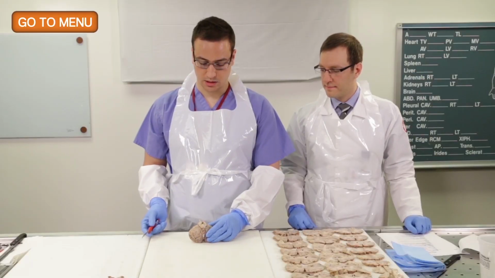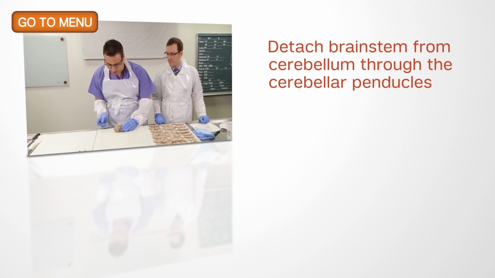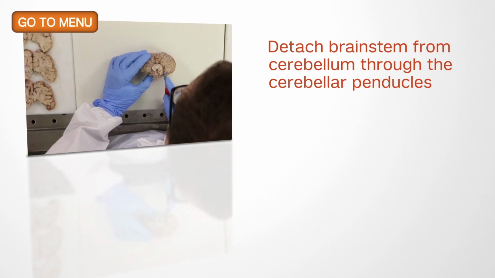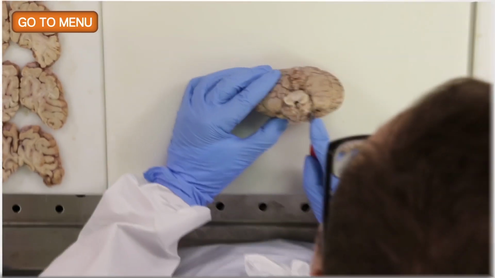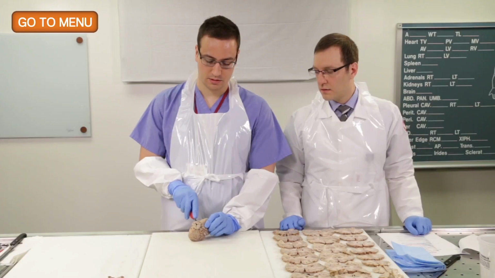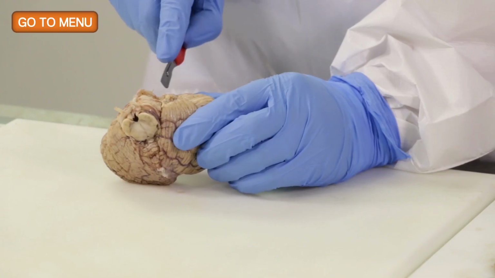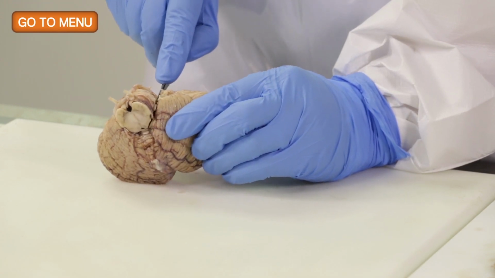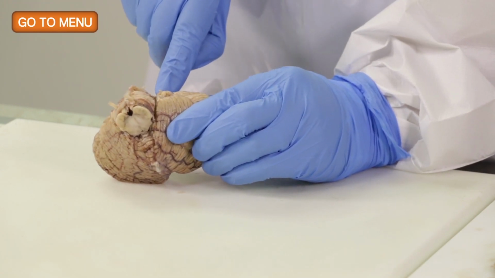Okay, so now we're going to cut the brainstem and the cerebellum here. So the first thing I'll do is make a cut to separate the brainstem from the cerebellum. So as you cut through the cerebellar peduncles, you want to bias away from the brainstem towards the cerebellum so you preserve the brainstem structures.